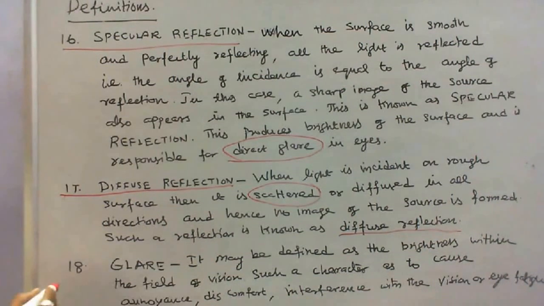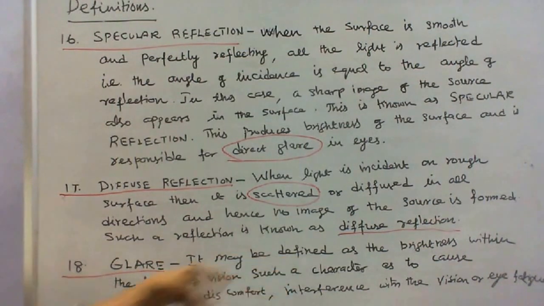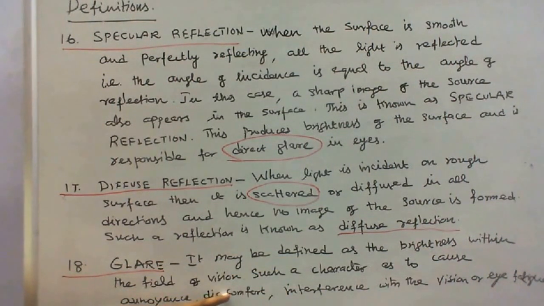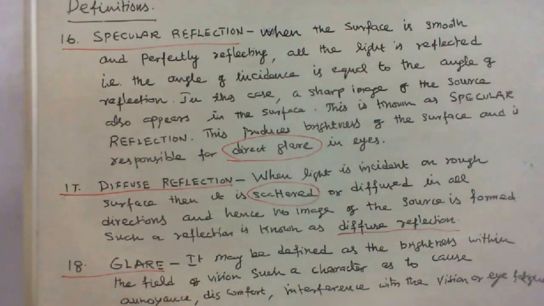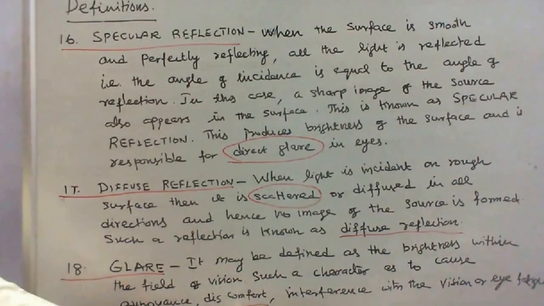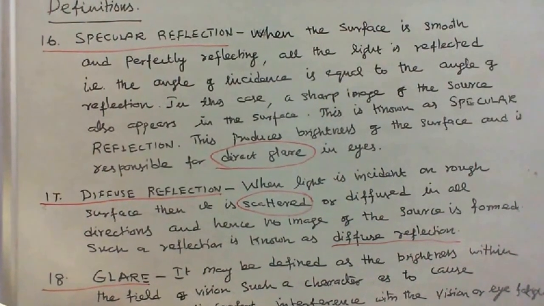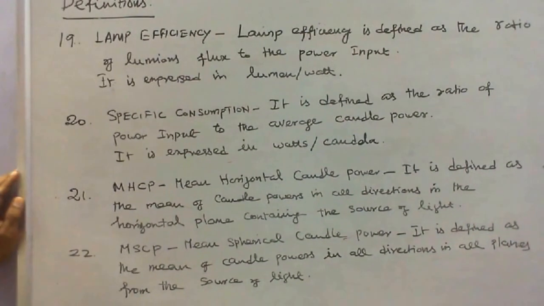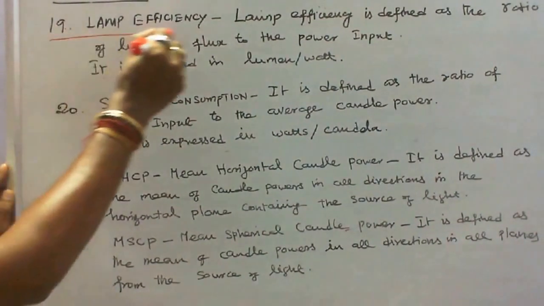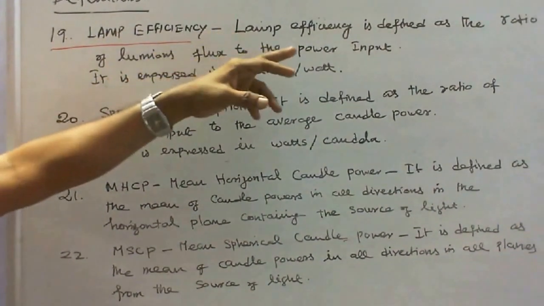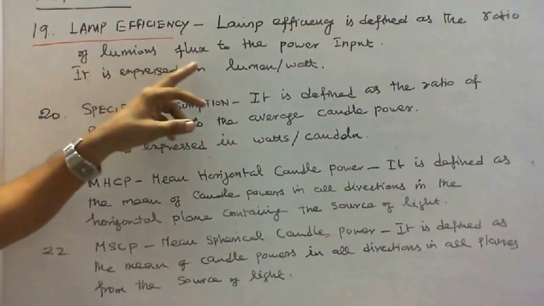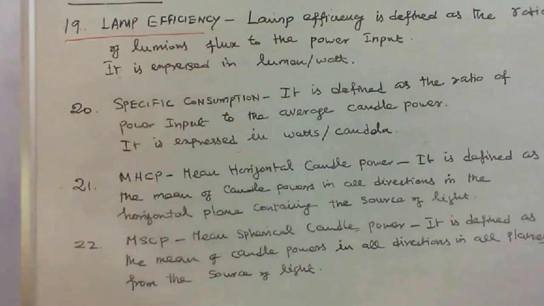The 18th term is glare. It may be defined as the brightness within the field of vision of such a character as to cause annoyance, discomfort, interference with the vision, or eye fatigue. The 19th term is lamp efficiency. Lamp efficiency is defined as the ratio of luminous flux to the power input.